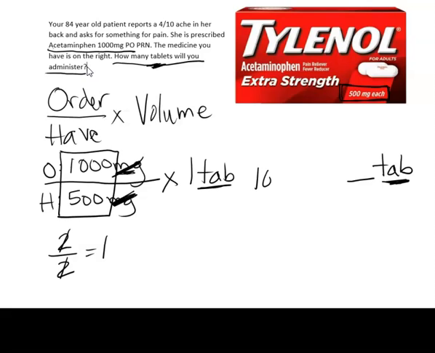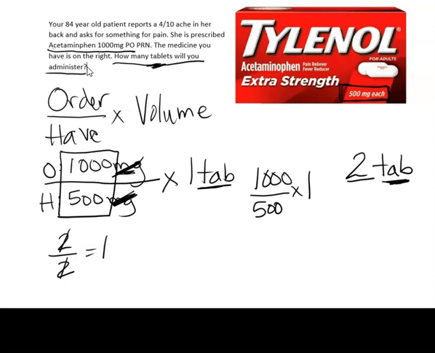So now we're at 1,000 divided by 500 times 1. So 1,000 divided by 500 equals 2. 2 times 1. We will give 2 tablets of acetaminophen.